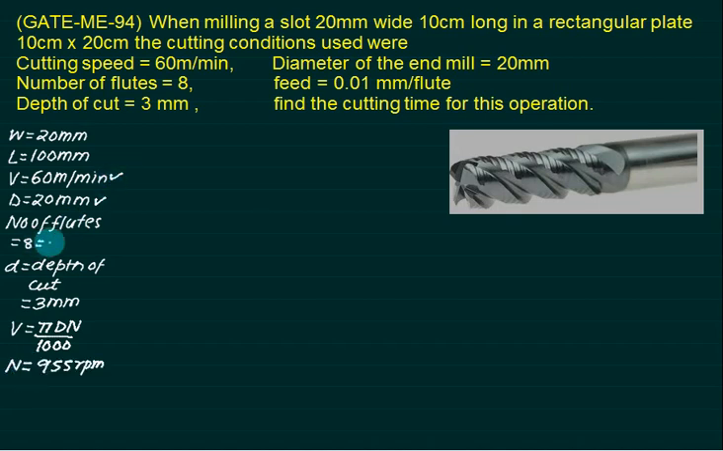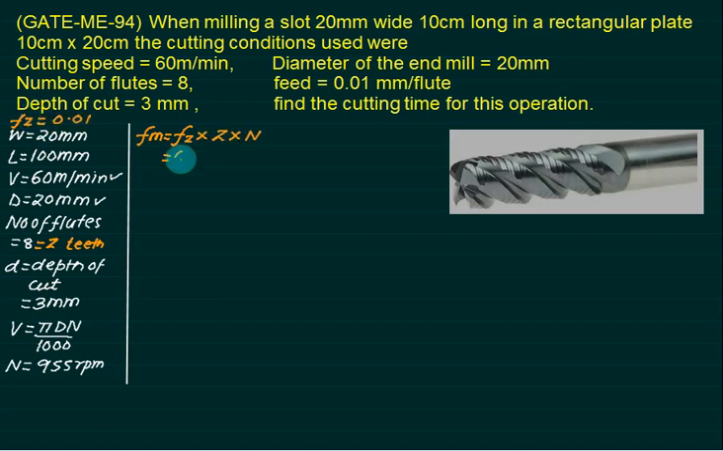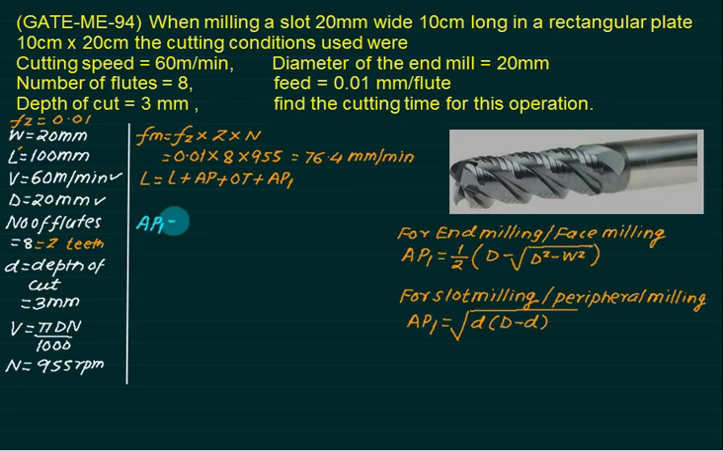Now let's calculate table speed. Table speed is given by Fm equal to Fz into Z into N. 0.01 into 8 into 955 is 76.4 mm per minute. Total machining length is the length of job plus approach plus over travel plus compulsory approach. In this problem the approach length and over travel is not given, so make it equal to 0. But we can very well calculate compulsory approach, so we have AP1 equal to 1/2 (20 minus under root of 20 square minus 20 square), which is 10 mm.